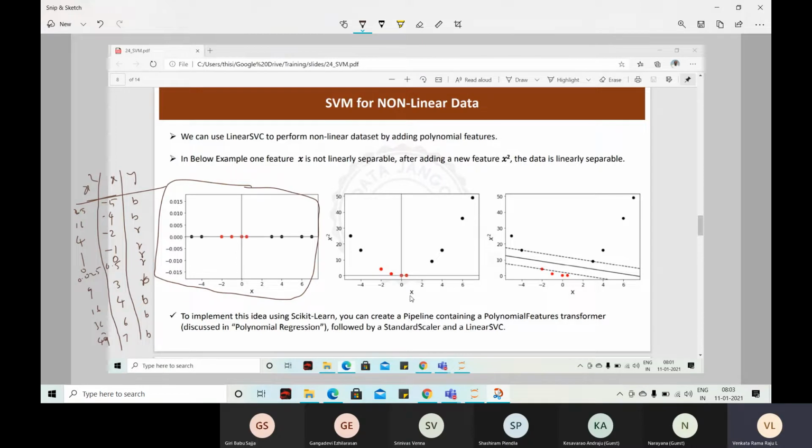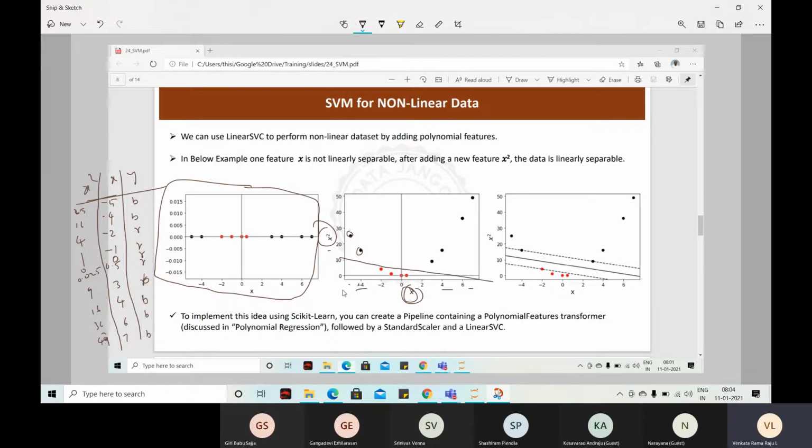Now we are doing a graph between x and x square. For -5 it is 25. For -4 it is 16. Whether it is a negative number or a positive number, x square is going to be positive. So now it is neatly represented. Now you can do a decision boundary like that.